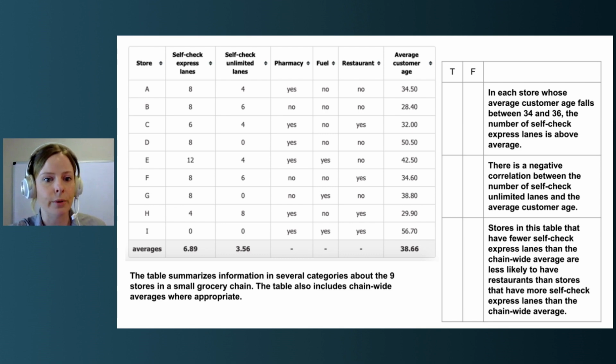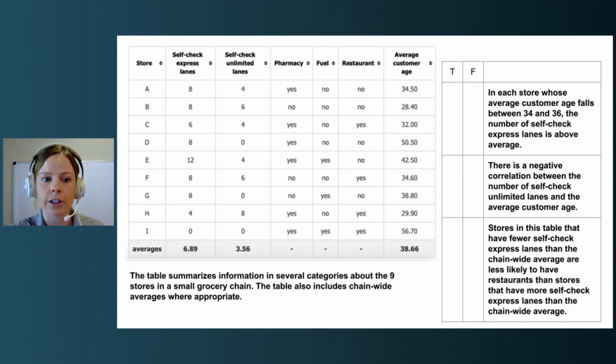Looking at the chart itself, we just have these stores. They're called A through I. And then we get these various data points about them in terms of types of lanes they have, types of amenities they offer, and then this average customer age in those stores. Pretty straightforward.